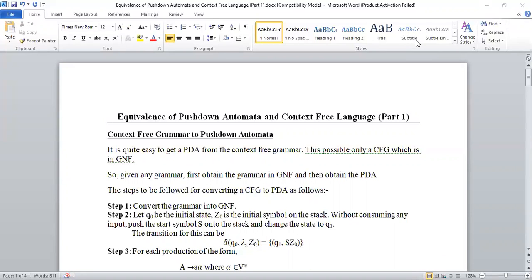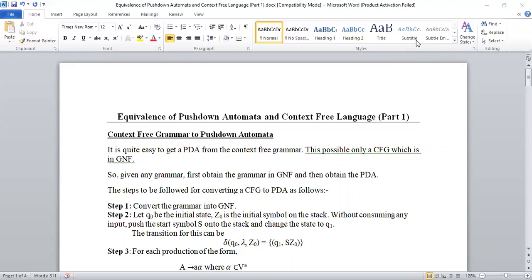So we have to convert the GNF to the corresponding delta form in PDA, right? At the first step, you know that any grammar can be represented by V, sigma, P, S, where S is the start symbol. So in this GNF, there should be a start symbol. So first, Q0 is the initial state and the top of the stack is Z0. And without consuming any input, push the start symbol S onto the stack and change the state to Q1.